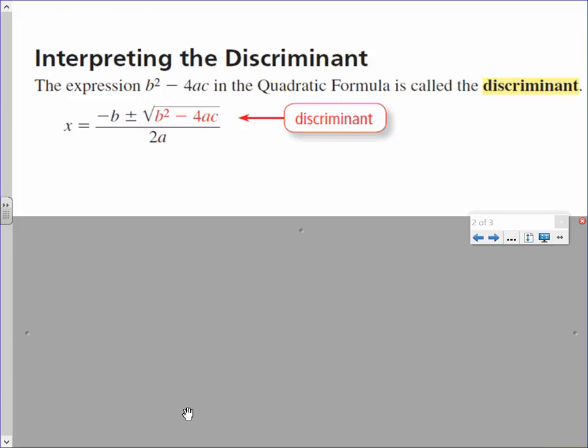The expression b squared minus 4ac in the quadratic formula is called the discriminant. So nice and neatly, write down exactly what you see right there. You with me, Marin?